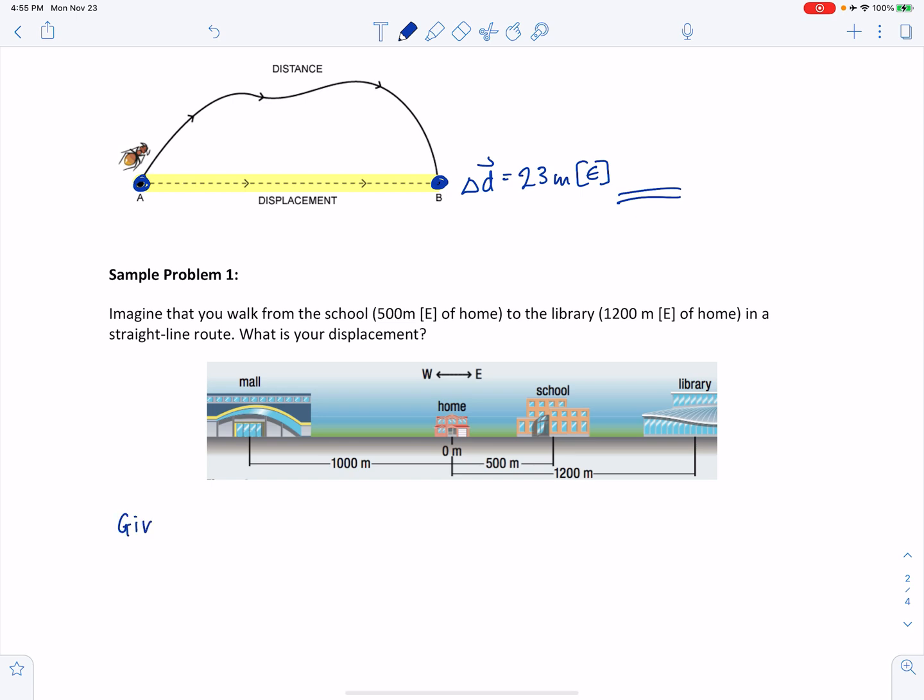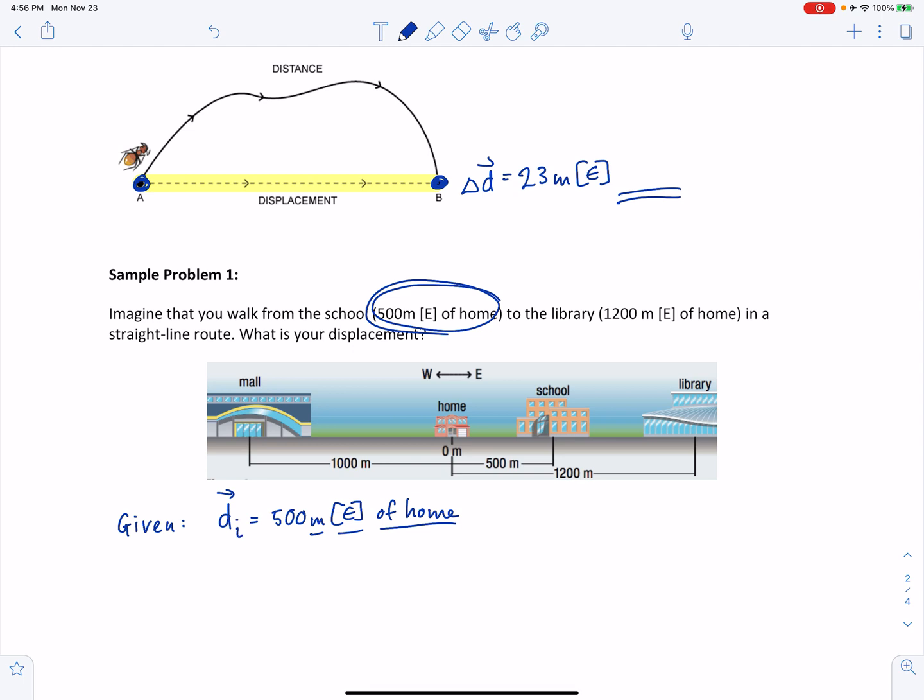So let's take a look at what the question has given us. We're given this 500 meters east of home. This quantity contains a unit of measurement, a direction, and a reference point. Since it contains all three of these things, we know that this quantity is a position. More specifically, it's our initial position.